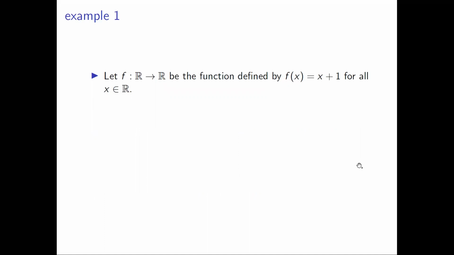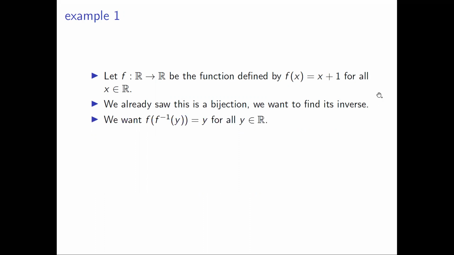First example, consider this function f from the reals to the reals, which is defined by f of x equals x plus 1. We want to find its inverse, and we saw earlier that it's a bijection, so it actually has an inverse. To find the inverse, we can use this process, same process we can use every time. We're going to use this property that we want for it. f of f inverse of y has to equal y for all real numbers y.